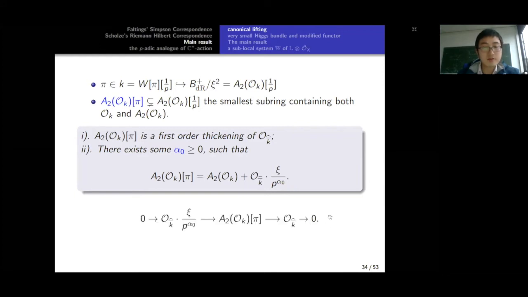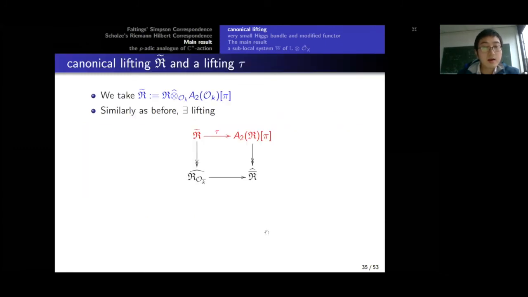And one also has a short exact sequence. We can see this is surjective and the kernel is just this module, because this C is square zero in this ring. So this is indeed a first order thickening. Okay, and this is for the subring. And then we can choose this canonical lifting R tilde. This R tilde is just defined to be the p-adic completion of this tensor product.